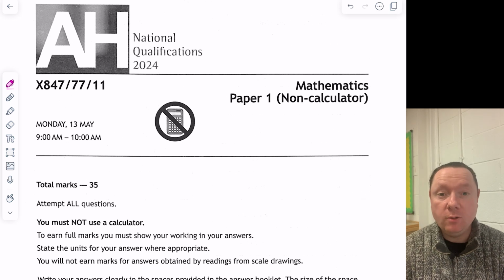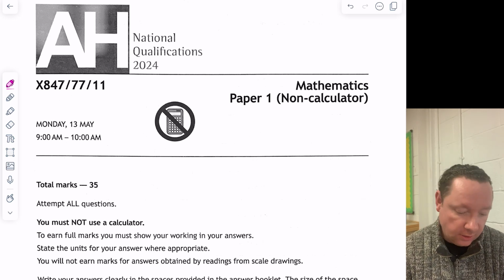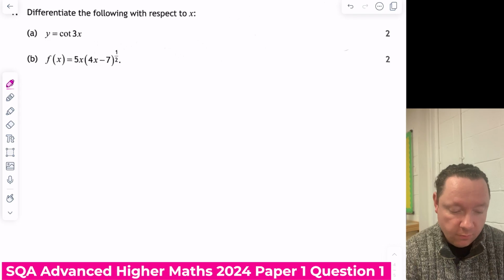SQA Advanced Higher Maths 2024 Paper 1. This will be the full solutions. Let's get started straight away. Higher Maths 2024 Paper 1.